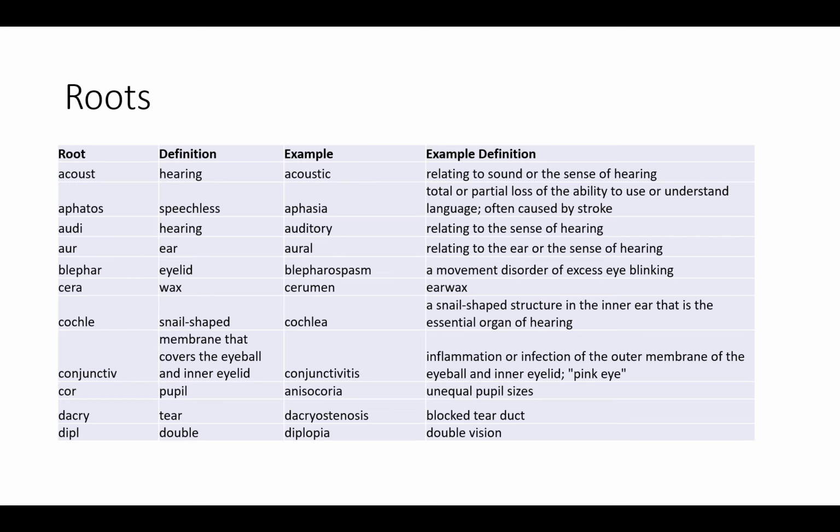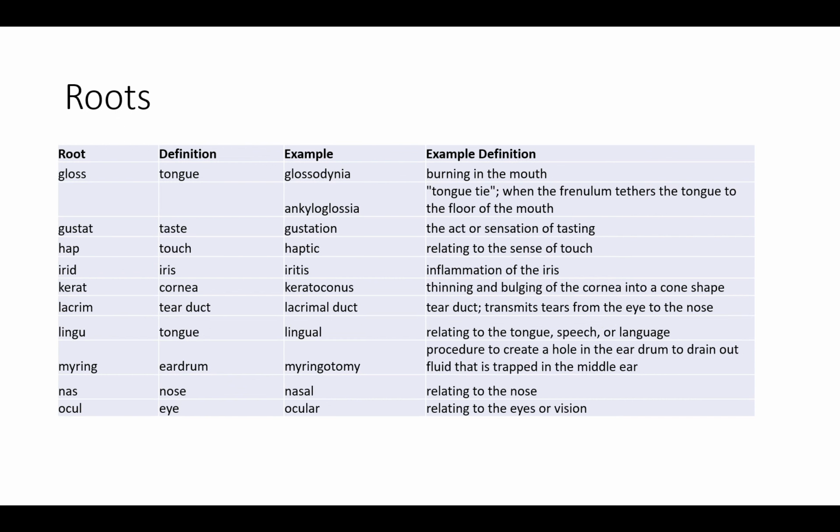Dacry means tear. Dacryostenosis refers to a blocked tear duct. Dipl means double. Diplopia is double vision. Gloss means tongue. Glossodynia refers to a burning sensation in the mouth. Ankyloglossia is a tongue tie, a condition where the frenulum tethers the tongue to the floor of the mouth.